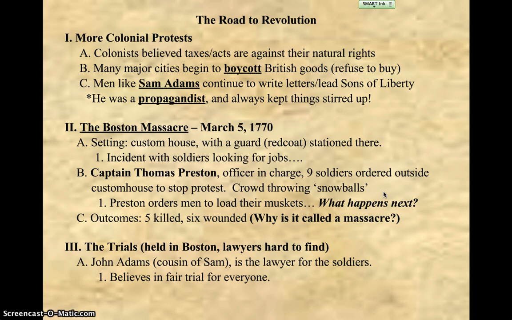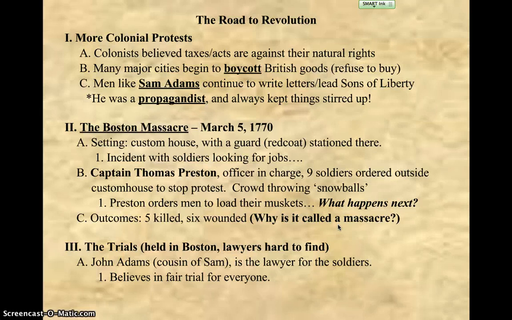And their captain, Captain Preston, orders the men to load their muskets, and basically what happens next, we know through the different witnesses who wrote down what happened. In the course of a couple minutes, there's a lot of fighting, and gunshots rang out. So you have these 8 men with their muskets loaded starting the fire, 1 or 2 shots total, that's all.